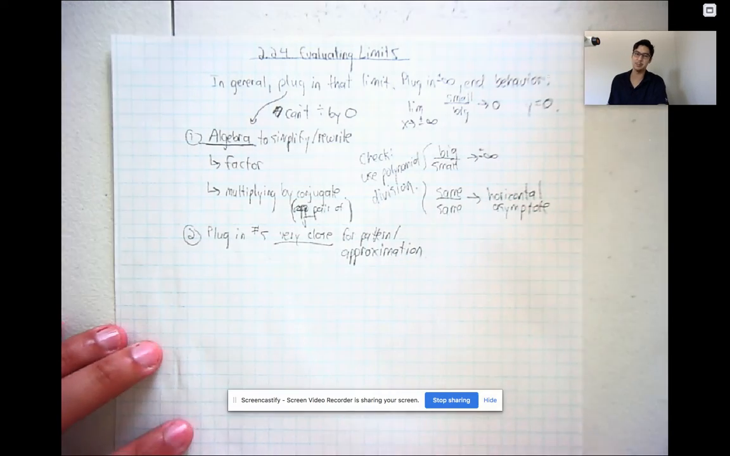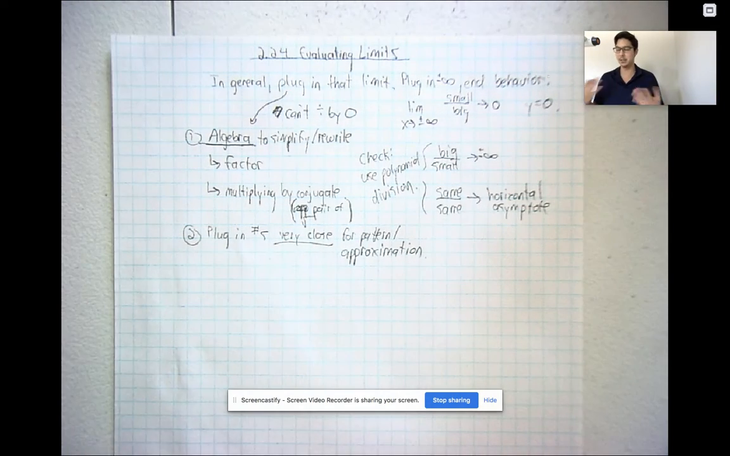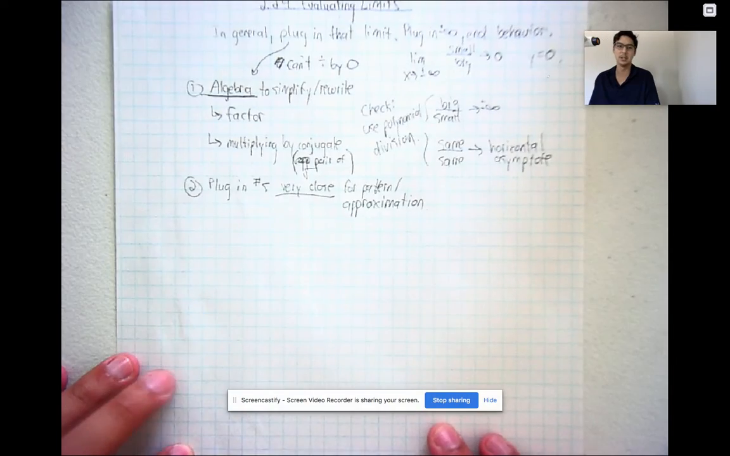So let's work through some examples so you can see this in action. You'll be doing it yourself because that's when the real learning happens. And let's see how we do.